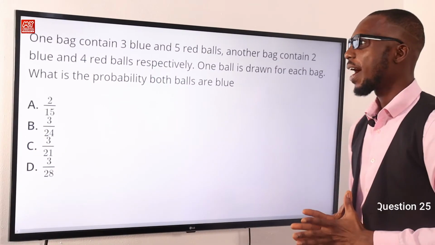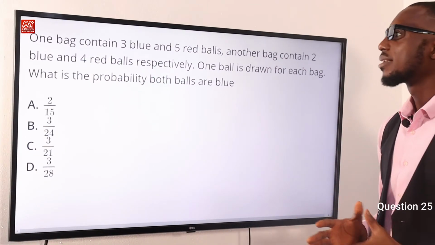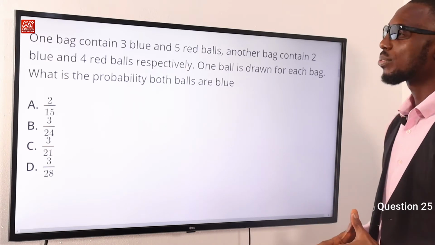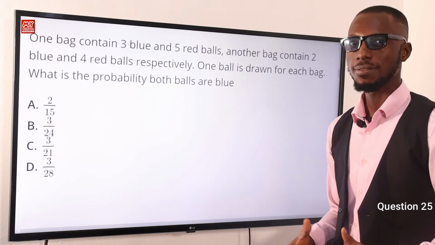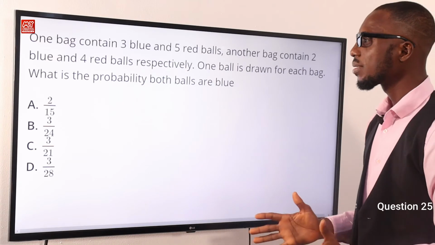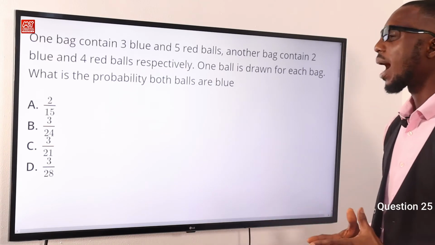Number 25. One bag contains 3 blue and 5 red balls. Another bag contains 2 blue and 4 red balls, respectively. One ball is drawn from each bag. What is the probability that both balls are blue?